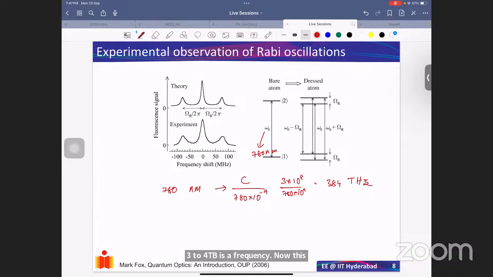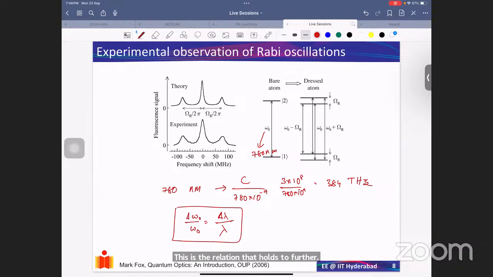Now, this frequency shift of 100 megahertz corresponds to delta frequency by omega naught. Let's write it in the same language. Delta omega naught divided by omega naught equals delta lambda divided by lambda. This is the relation that holds true for the change in the frequency. Since we are talking about a frequency shift of 100 megahertz, delta lambda will correspond to 100 into 10 power 6 divided by, let's make it 400 into 10 power 12, into 780 nanometers.